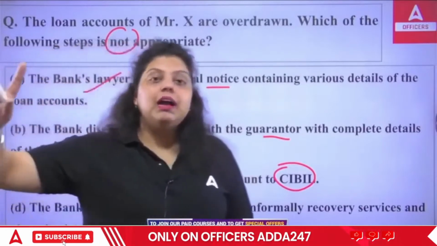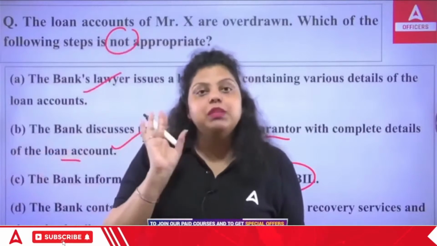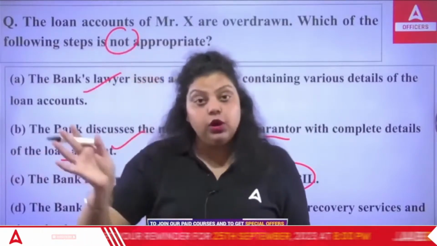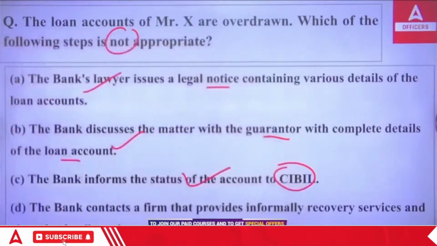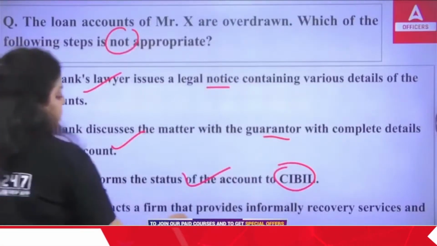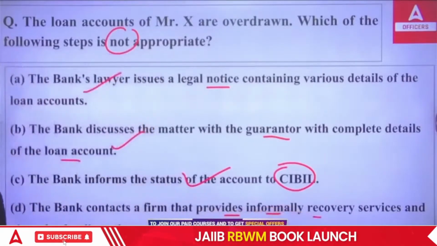So the bank informs the status of the account to CIBIL, obviously, so that if the customer goes to another bank and asks for a loan, CIBIL will be there to inform the bank that this customer has defaulted with another bank, so that the other bank will not approve the loan of the customer. This is also a right step.